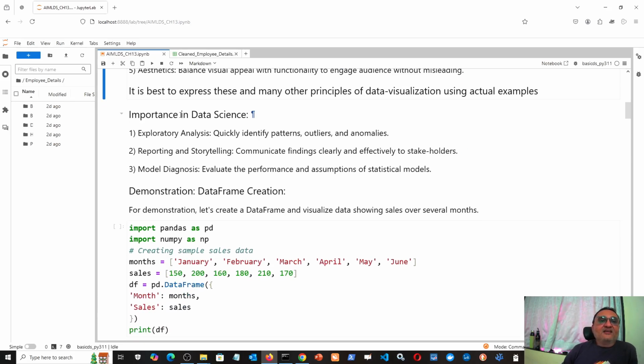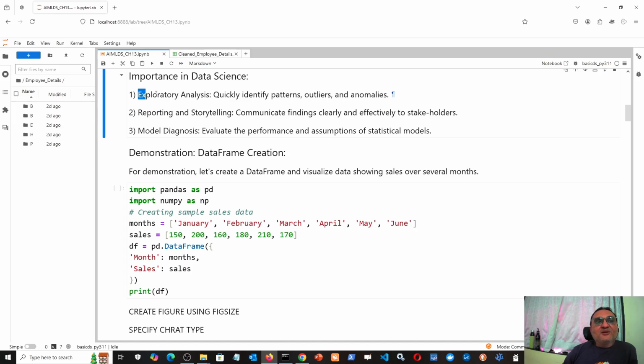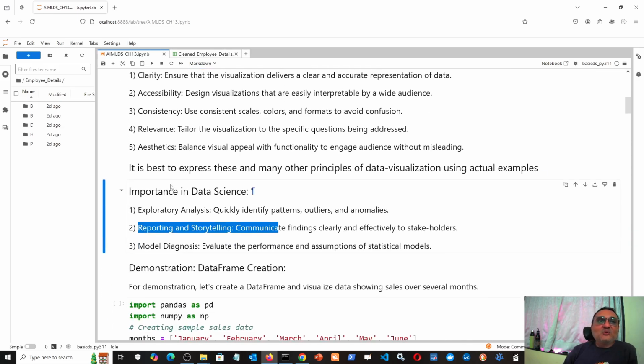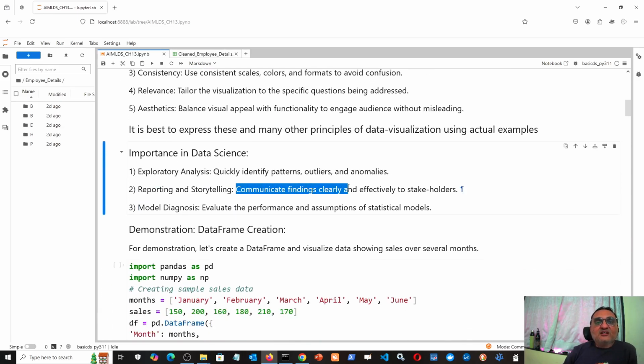Then what is the importance of visualization? One importance I told: in exploratory data analysis we have already been doing this. We are finding patterns, outliers, anomalies, right? Then the other is reporting and storytelling. That is model monitoring, here dashboards, reports and scores. So dashboard creation is also a skill at which you will become better. Nowadays those tools are there: Power BI, Tableau, and maybe other dashboard creation tools.